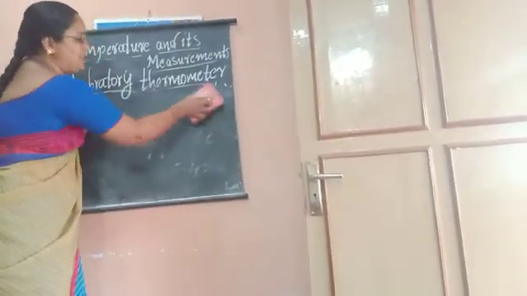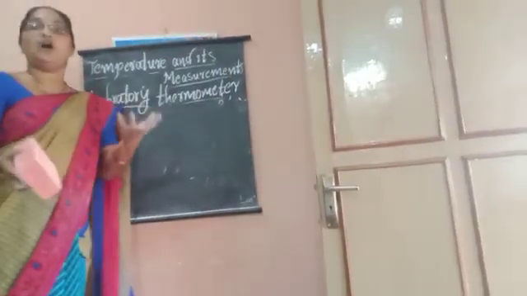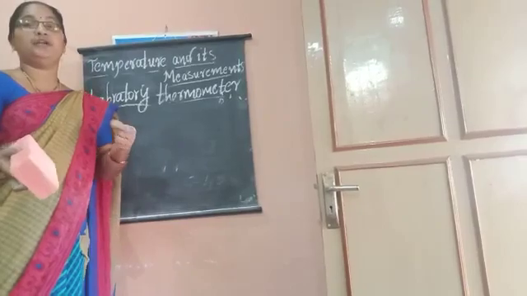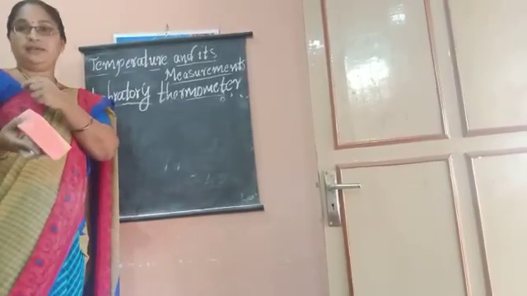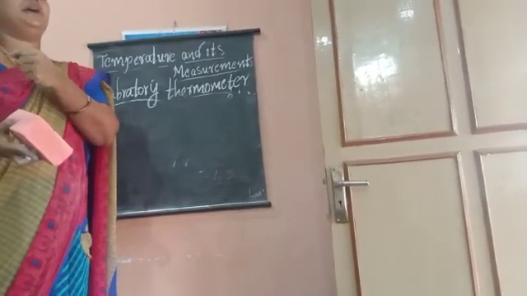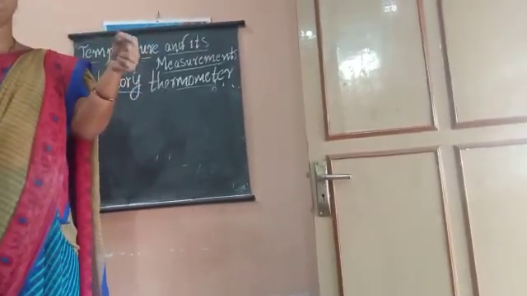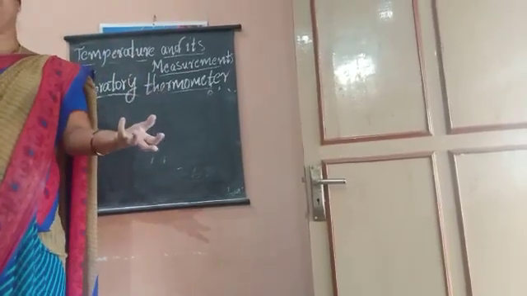Can we measure the temperature of the human body by using the laboratory thermometer? Means, how will you measure the temperature of the human body? You will place the bulb in the armpit and then you will take it out. At that time the mercury level may fall down and you may not get the accurate temperature.